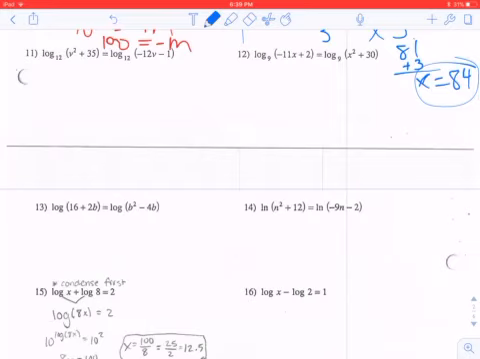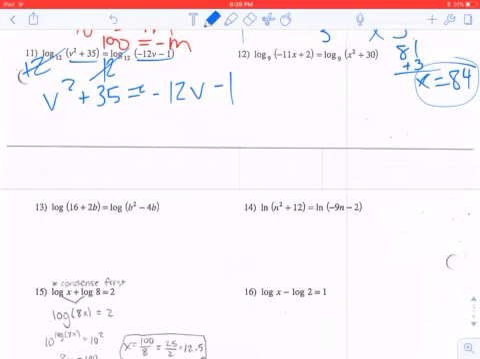Okay, now we have logarithms on both sides of the equations again, and they're the same base, so if I use 12 to cancel out both like the beginning, I'm going to end up with v squared plus 35 equals negative 12v minus 1. Now we're back to solving algebraically, and if you forgot, we have v squared and v. We need to get one side equal to 0 so we can factor.